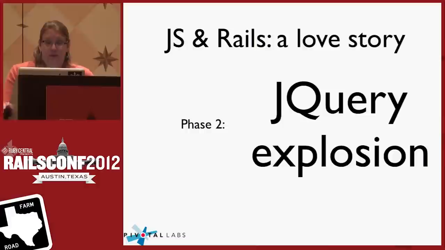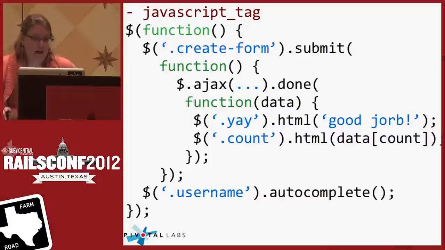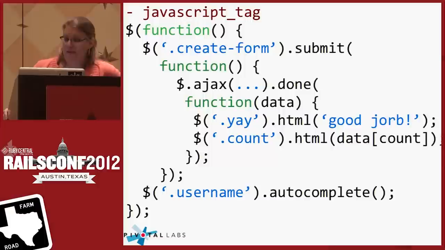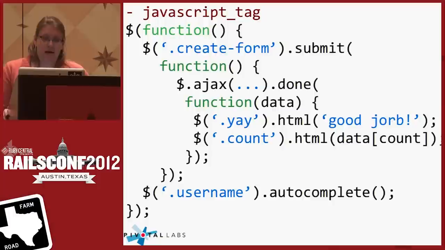And it's called the explosion because you start getting stuff like this at the top of each of your views. You can see we're calling a jQuery plugin down there at the bottom. You end up usually with a big list of these. And here at the top, you're doing some pretty standard Ajax stuff. You're attaching to the submit event of a form, calling Ajax when it's caught, and then updating a couple of different areas with content when the data comes back.